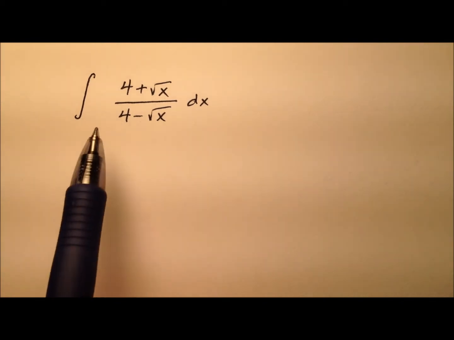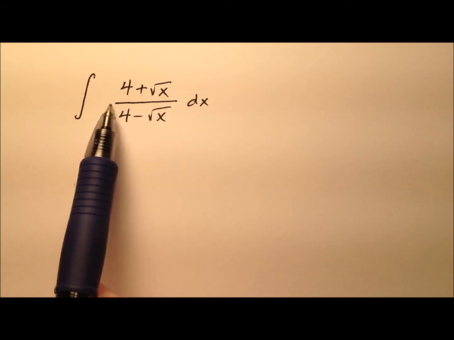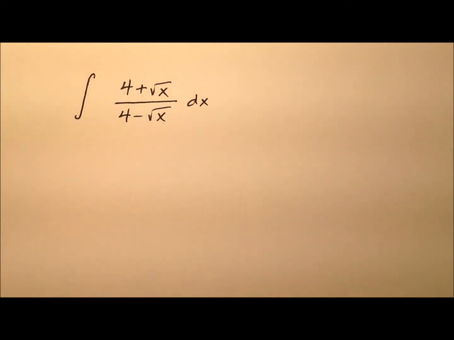In this example, it looks like we have the integral of this function here, 4 plus the square root of x, being divided by 4 minus the square root of x. And of course that is with respect to x. So if you'd like, go ahead and pause the video, give it a try, and come on back and we'll work it out together.